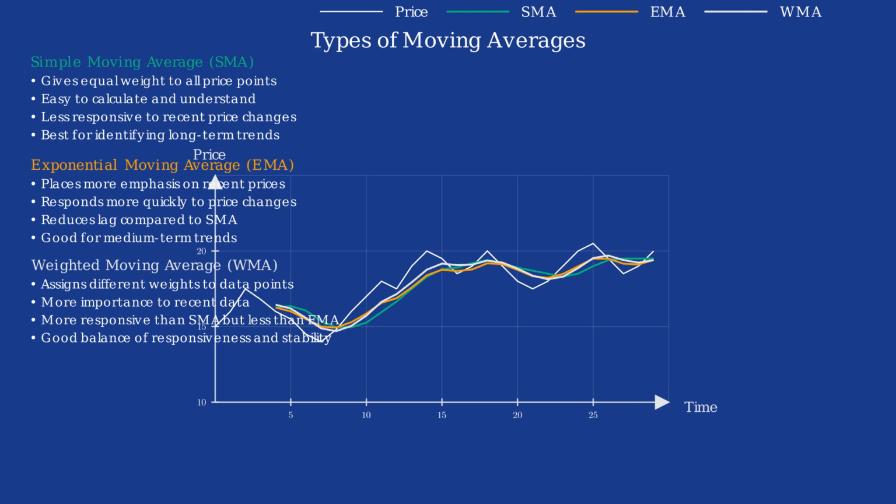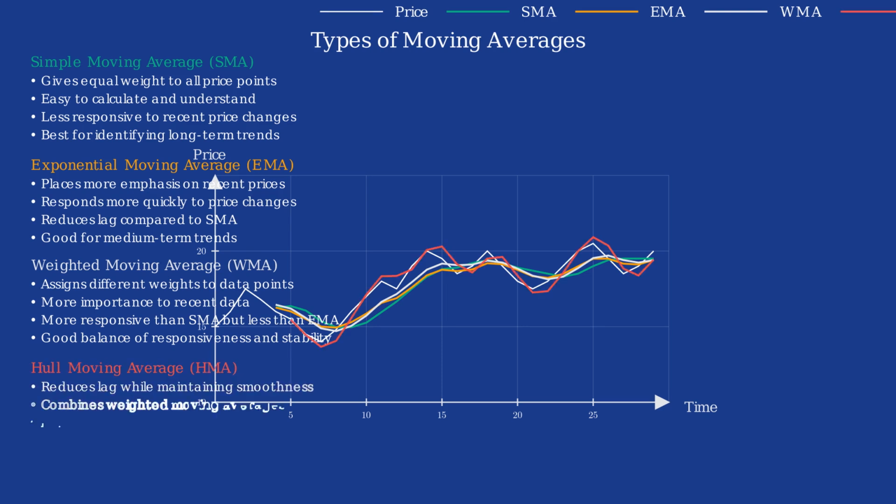stability. The Hull moving average, or HMA, reduces lag while maintaining smoothness. It's created by combining weighted moving averages and is the most responsive to recent price changes, making it excellent for short-term trends and generating trading signals.